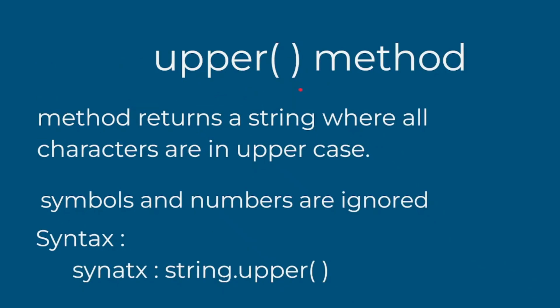Upper method. It is similar to lower method. This method also returns a string, but here all the characters will be in uppercase. This method also does not modify the source string. Instead, it will return a string which will contain all the letters in the uppercase. Here also the symbols and numbers are ignored. That is, the symbols and numbers will remain as it is in the source string. Here the syntax is source string dot upper.